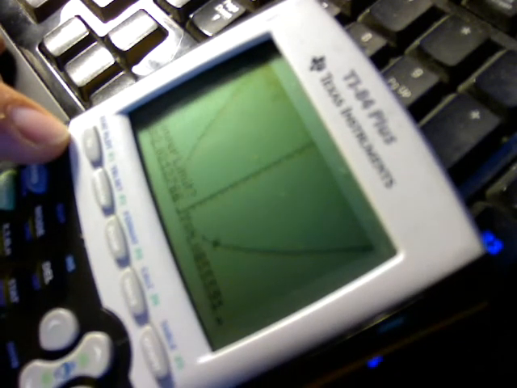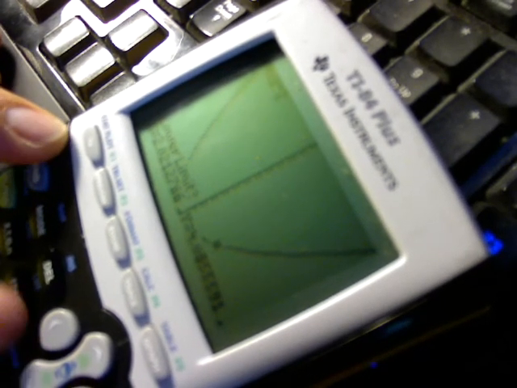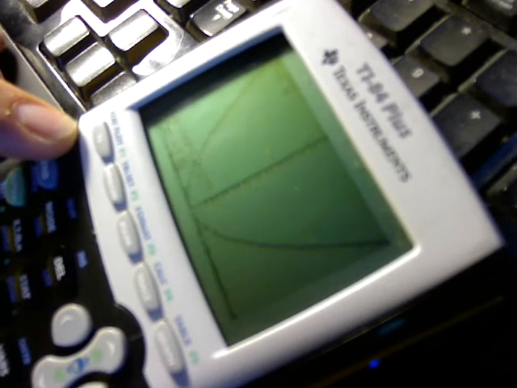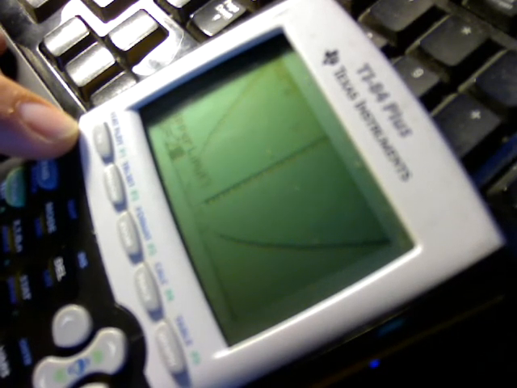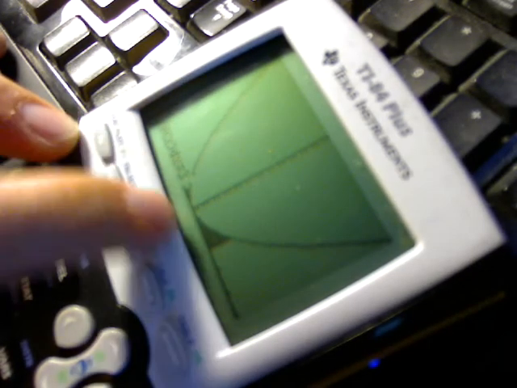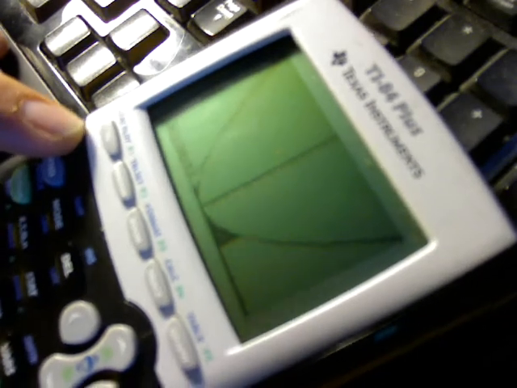Let's go to integral. Alright, so you have to set the lower limits and upper limits one more time. So let's say you want to find the integral from -1 to 2. That's all you have to put in, and it gives you the integral, the area of the integral right there. And the integral is 3.